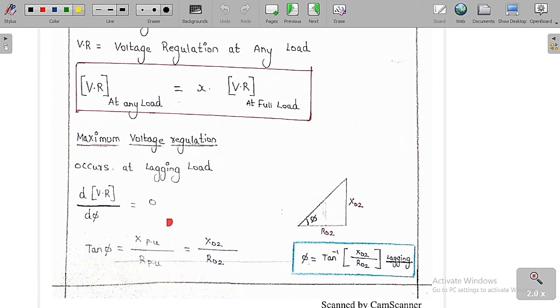If we equate it to 0, this is the value we are going to get. So this is the phi, this is r naught of 2 and this is x naught of 2. Therefore phi is equal to tan inverse of x naught of 2 by r naught of 2. At this lagging load, we are going to get the maximum voltage regulation. So tan phi is equal to x naught of 2 by r naught of 2, so phi is equal to tan inverse of x naught of 2 by r naught of 2. At this lagging power factor angle, we are going to get the maximum voltage regulation.